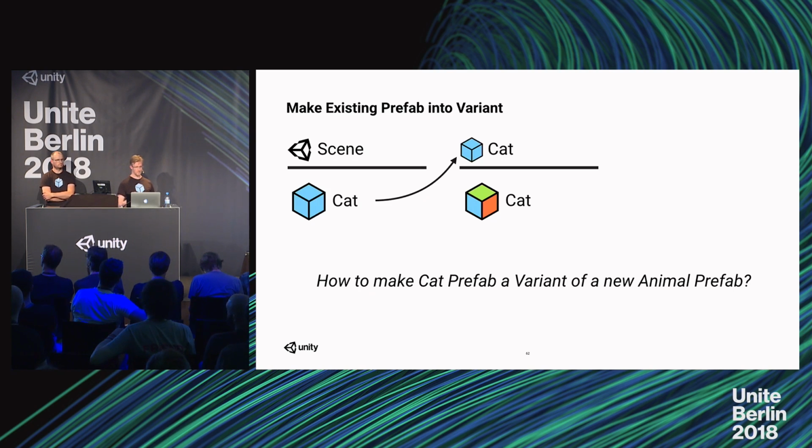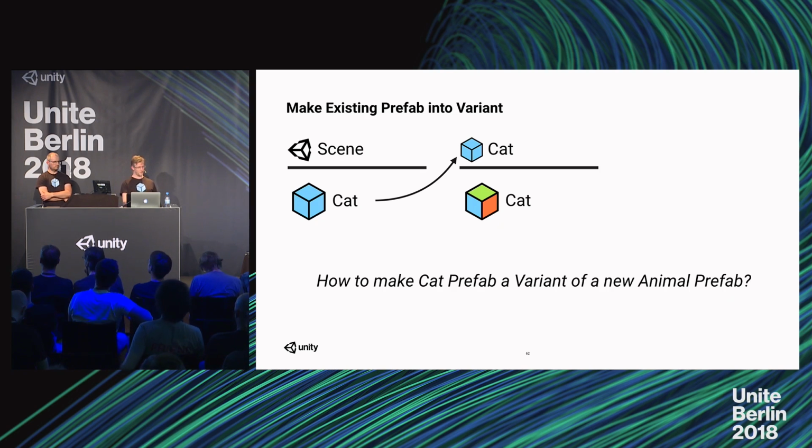So the first thing is, let's say you have a prefab called cat, but you want this to become a prefab variant of another prefab called animal. Now, you might already have instances of cat in your scenes, used lots of places, so you don't want to create a new variant of an existing prefab, because then you would have to replace all your instances with that variant. Instead, you have your existing prefab that already exists, and you want to change the status of that prefab so that it becomes a prefab variant. This is something you can do.